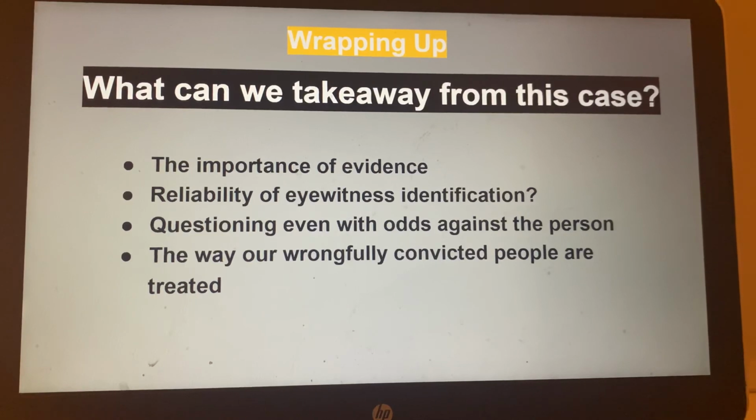And this leads to the way our wrongfully convicted people are treated, trying to improve that way. Larry Youngblood died 7 years after he was released, and he never received a compensation nor an apology. So literature suggests that compensation for the wrongfully convicted becomes difficult, but still, an apology is the least someone can do.